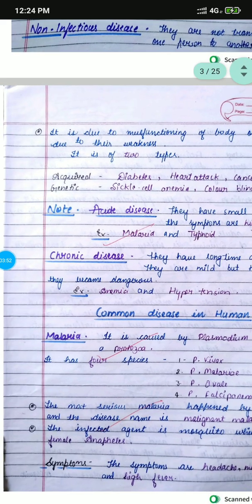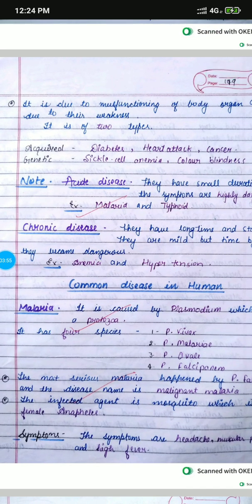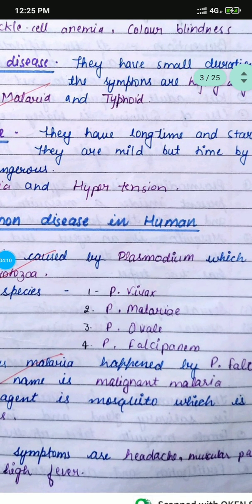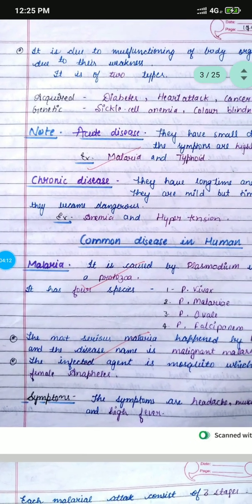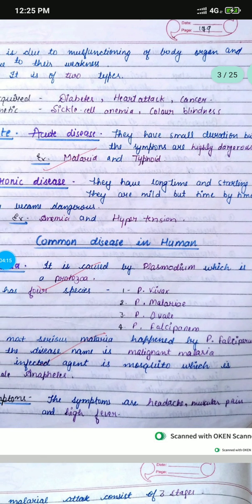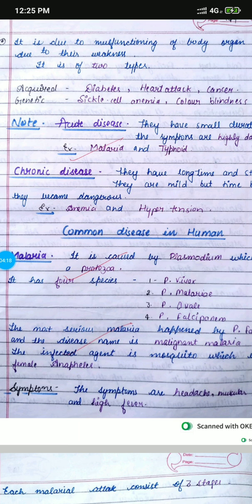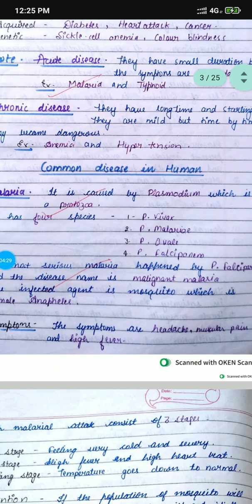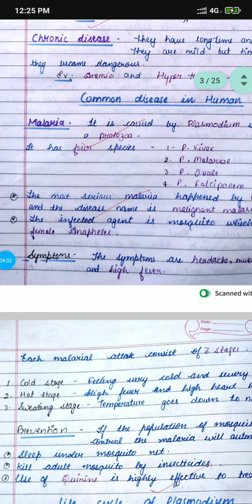Now, the number one common disease in humans is malaria, caused by Plasmodium. Plasmodium is a protozoan which has four species: Plasmodium vivax, Plasmodium malariae, Plasmodium ovale, and Plasmodium falciparum. But the most serious malaria is caused by falciparum, because it creates what is called malignant malaria. The infectious agent is the female Anopheles mosquito. The symptoms are headache, muscular pain, and high fever.